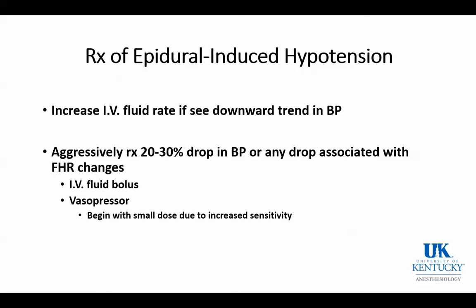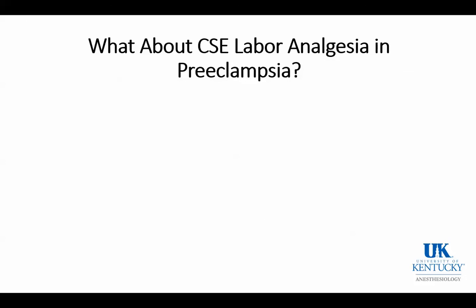One thing to understand is that the preeclamptic patient is going to have an increased sensitivity to your vasopressors, so you need to begin with small doses. You can always give more, but you can't take back what you've given. So, for instance, if I'm using phenylephrine in a preeclamptic patient, I'm probably going to start out with no more than a 50 mic bolus. If I'm using ephedrine, I'm probably going to start out with no more than 2.5 or 5 milligrams.